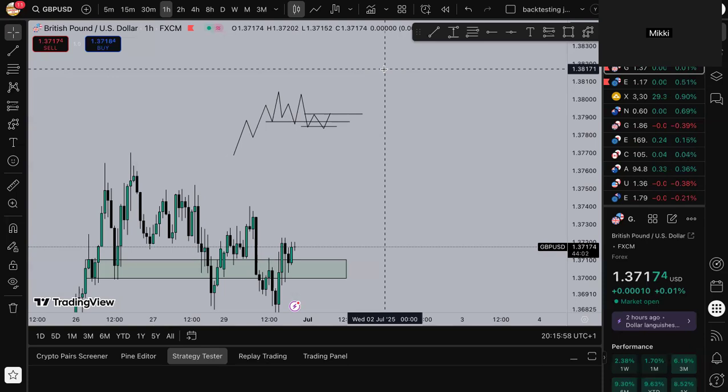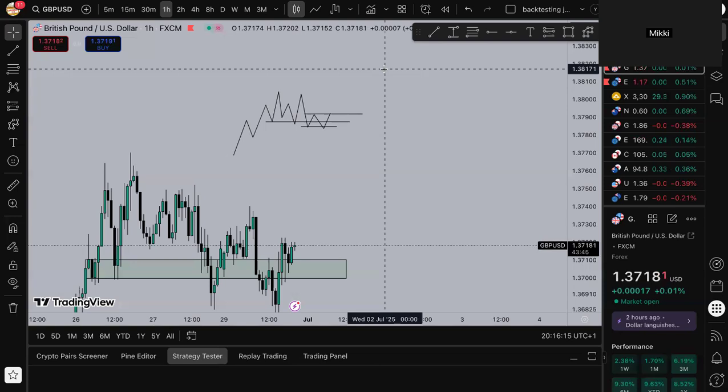You get me? And those fake breakouts, what do they call it? ICT, they call it a liquidity grab. They grab liquidity, a liquidity sweep. So that liquidity grab is just a fake breakout. Every strategy has its own terminology.